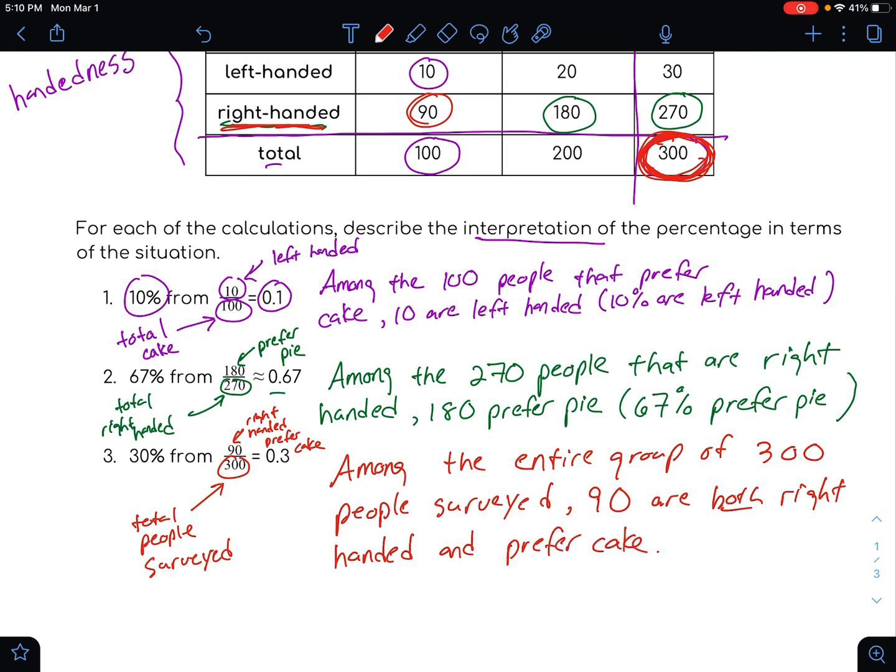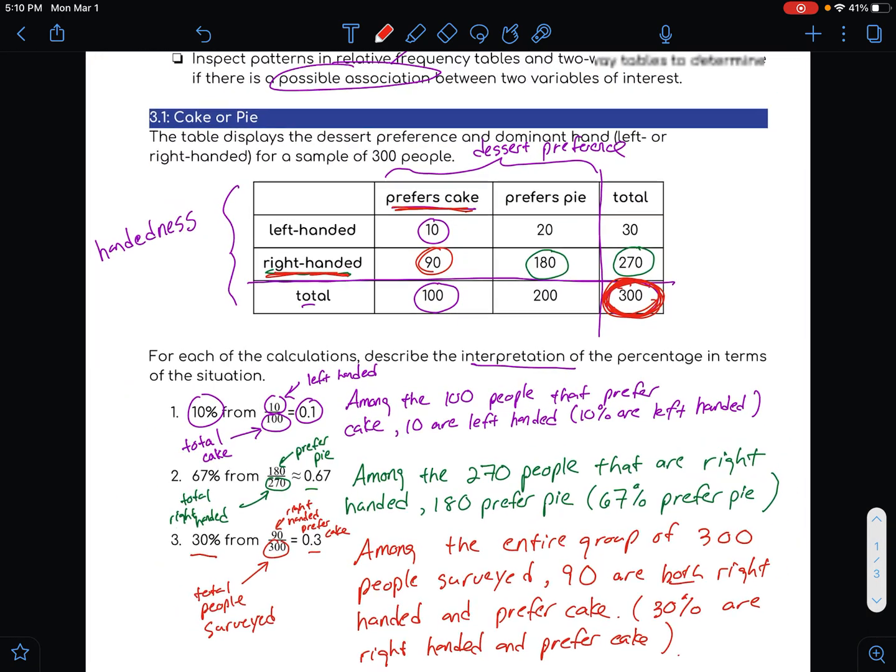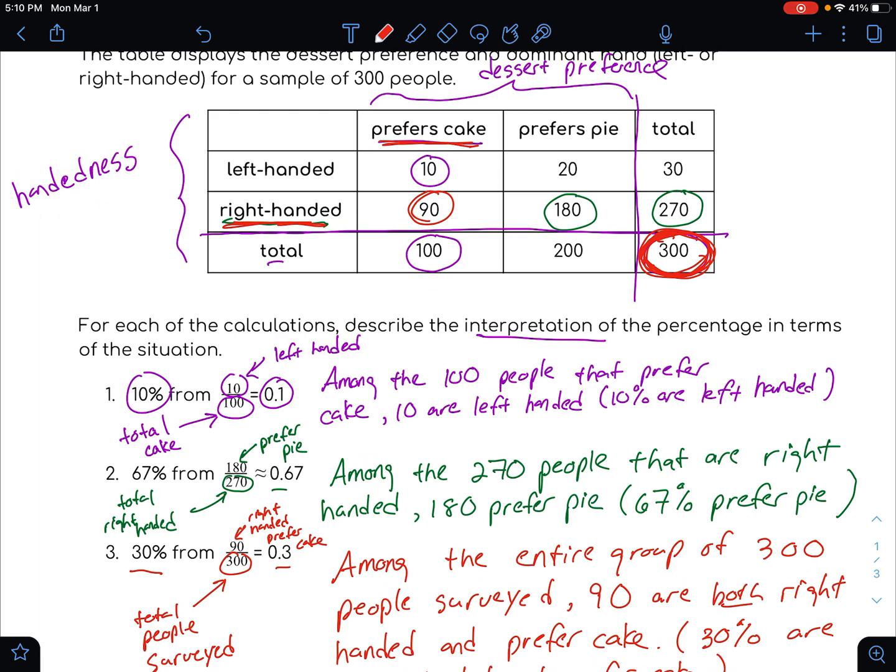So out of the total, when we talk about 90 out of 300, that's 30%, 0.3. So 30% are right-handed and prefer cake. So that would be how you would interpret each one of those percentages there.